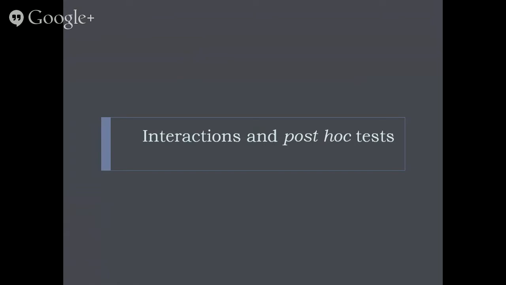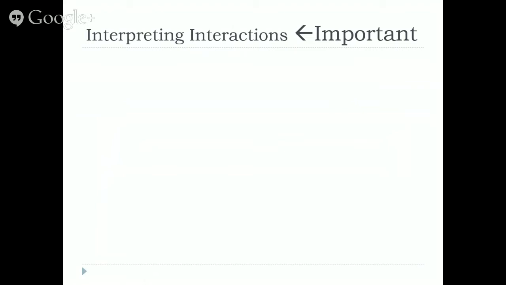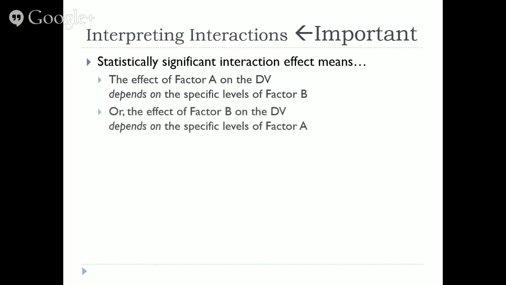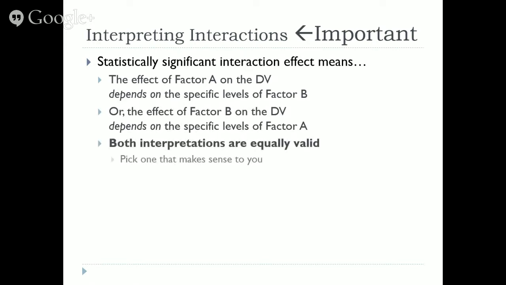Let's talk about interactions and post-hoc tests now. You need to be able to interpret interactions. This is critical for 2A ANOVA. As a matter of fact, it's maybe the most important thing for 2A ANOVA, being able to interpret main effects and interactions, but main effects are a little easier to interpret. So a statistically significant interaction effect means that the effect of factor A on the dependent variable depends on which level of factor B you're looking at, or the effect of factor B depends on which level of factor A. Either one is equivalent. They're both equally valid, but one sometimes makes more sense than another, or one sometimes fits a certain kind of research question that you might have.